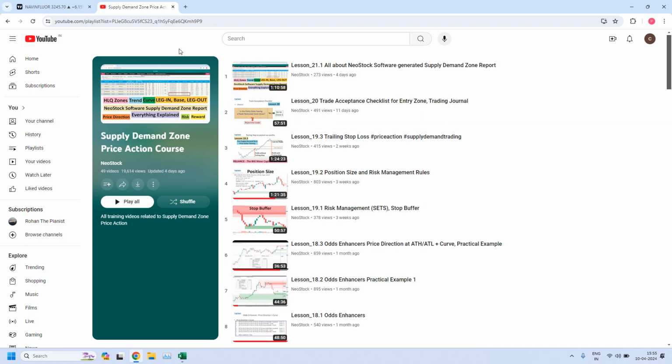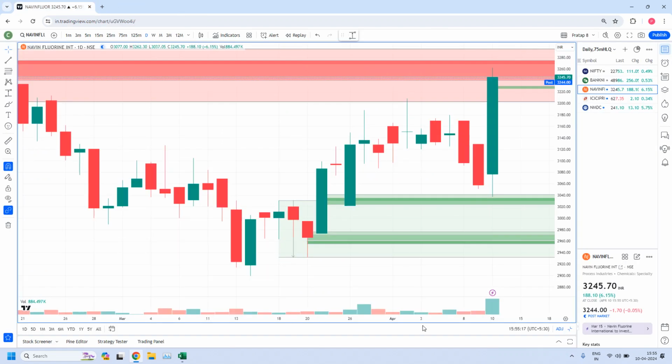Now let us get into the analysis discussion. The first one is Navin Fluorine. We got a huge return from this stock by using a trailing stop loss, and this is a daily high liquidity demand zone. We have a rally, 4 base candles and a rally candle, and this entire zone we fine tuned with 2 75 minute zones. Let me show you.